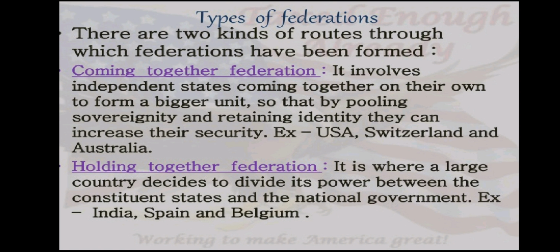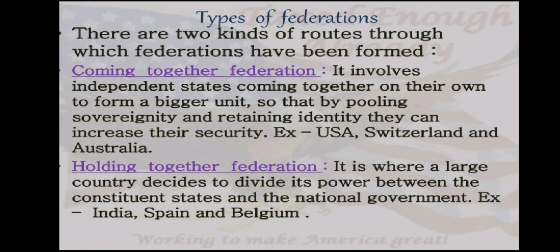This type of coming together federation includes the USA, Switzerland, and Australia. Take the USA, United States of America. What happened here? Independent states came together to form a bigger unit. And mind you, students, here states usually have equal power and the state governments are strong in comparison to the federal government. Examples are USA, Switzerland, and Australia.